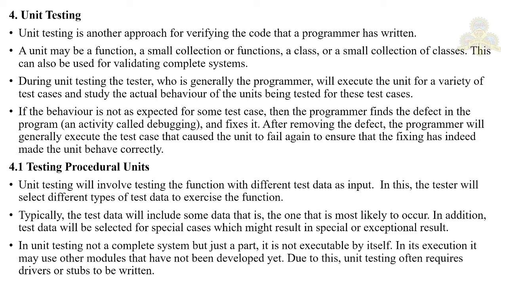So in the last chapter we had seen that whenever there are procedural units or modules, we can use the structure chart, in which we have nodes as functions and edges that act as relationships. So in unit testing, one or a small collection of these modules is to be tested with a set of test cases. The developer, who acts as the tester, will select different types of test data to give as input to the function or whatever source code he has written.